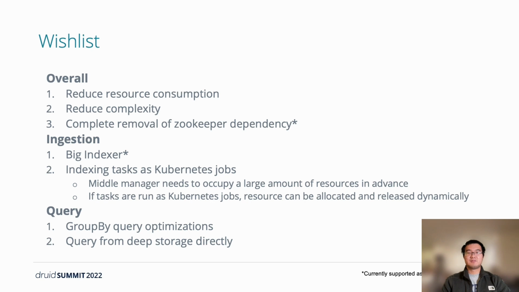On the query side, we want to see group-by query optimization. We have seen queries taking a few minutes to run even when data is only a few hundred megabytes. That is because we are grouping on some high cardinality dimensions, but we want to see optimization on that side. Also, we want the ability to query from deep storage directly so we can save resources from the historical.